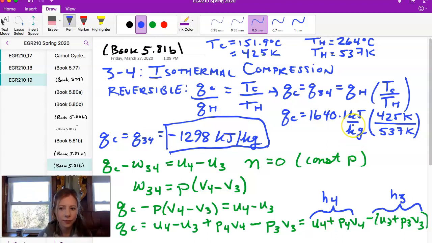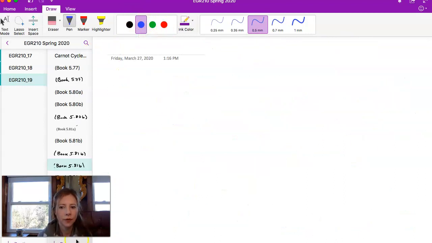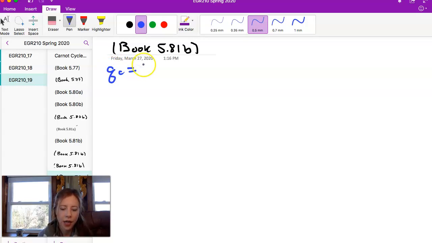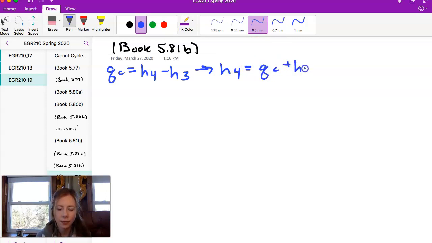Okay, so let me open up a new page so we can figure this part out. Okay, so once again, QC is equal to H4 minus H3. So H3 we can look up because we know X3. So let's rearrange and solve for H4 because we know QC. We just don't know H4. So H4 is going to be equal to QC plus H3.